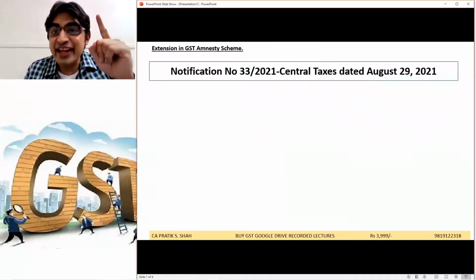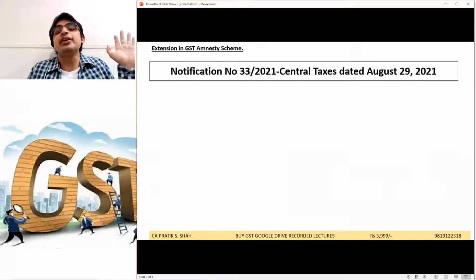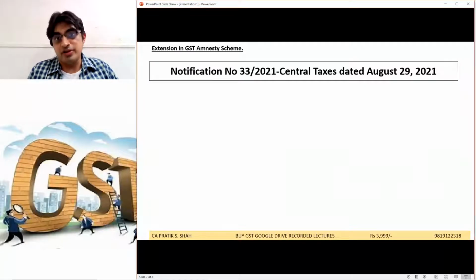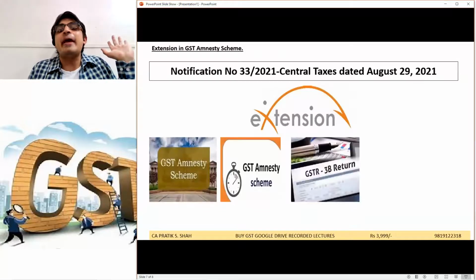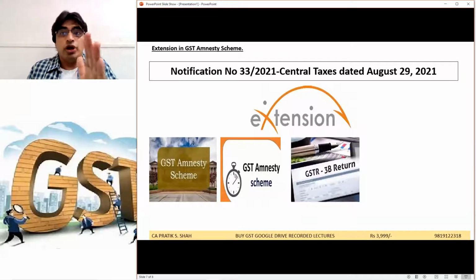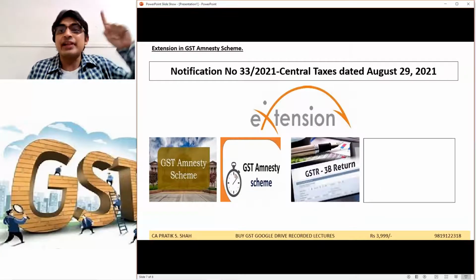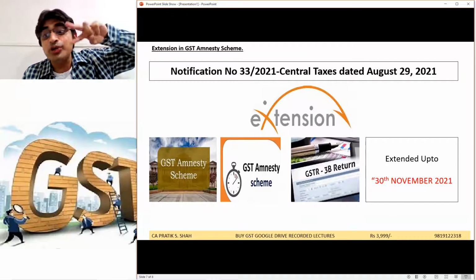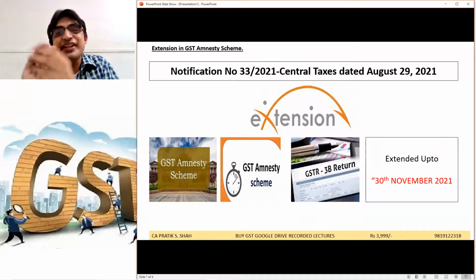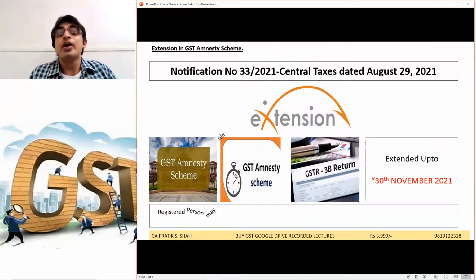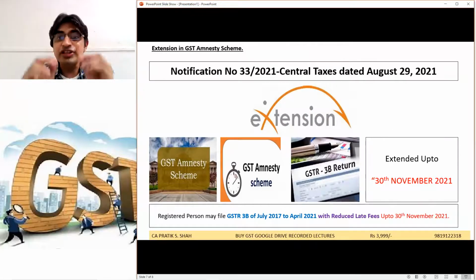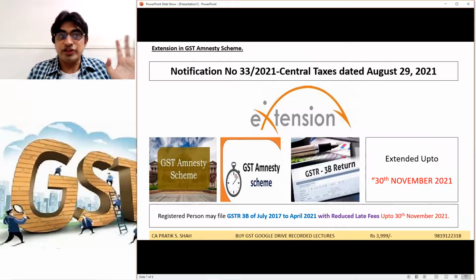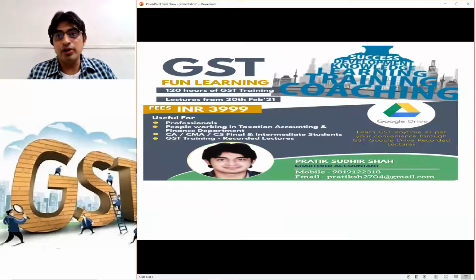They introduced notification number 33/2021. What is this notification saying? They've extended this amnesty scheme. Now, you can file the GSTR 3B for the period July 17 to April 21 up to 30th November 2021. So you got 2-3 months more of benefit. So please, taxpayers, take advantage of this amnesty scheme. There is a lot of benefit in late fees.